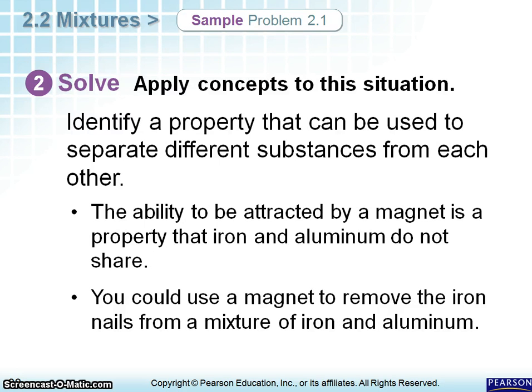So you have to think about this as a scientist: identify a property that can be used to separate different substances from each other. And so that would be an obvious one for aluminum and iron. Iron would be attracted to a magnet, aluminum would not.